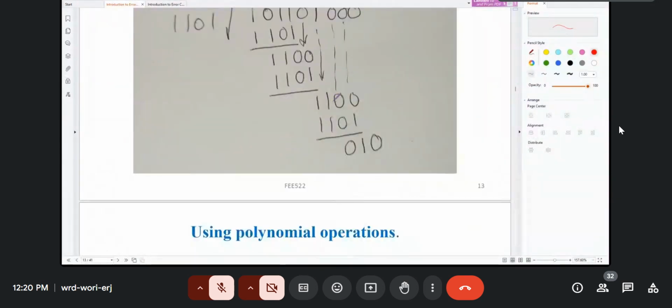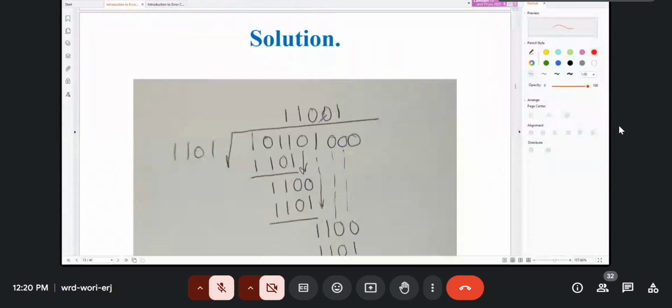In this case, we do the long division. It's straightforward long division of binary. You may also be asked to do long division with polynomials, but in this case we have done it in binary. So this is your original message. We have added 3 zeros because the divisor has 4 bits.